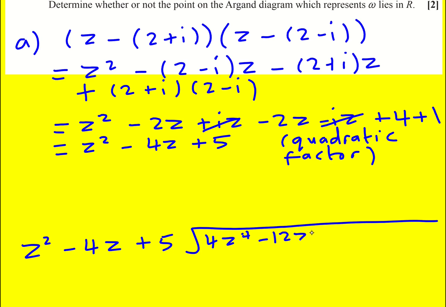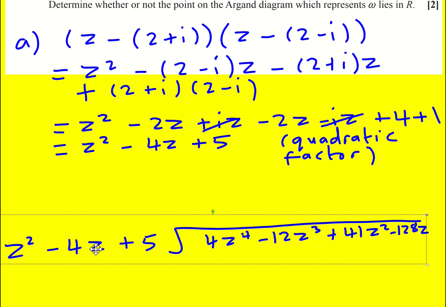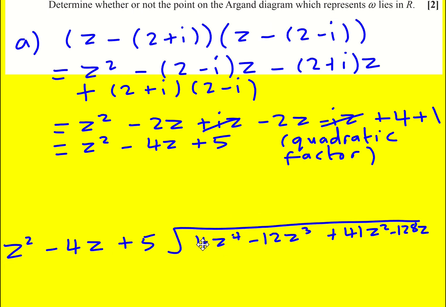minus 12z cubed plus 41z squared. Not loads of space for it, is it? Minus 128z. Okay, I might just need to move this along a bit. Sorry, didn't quite make enough space. Okay, that'll be alright. And then I've got plus 185. Going to make this work.